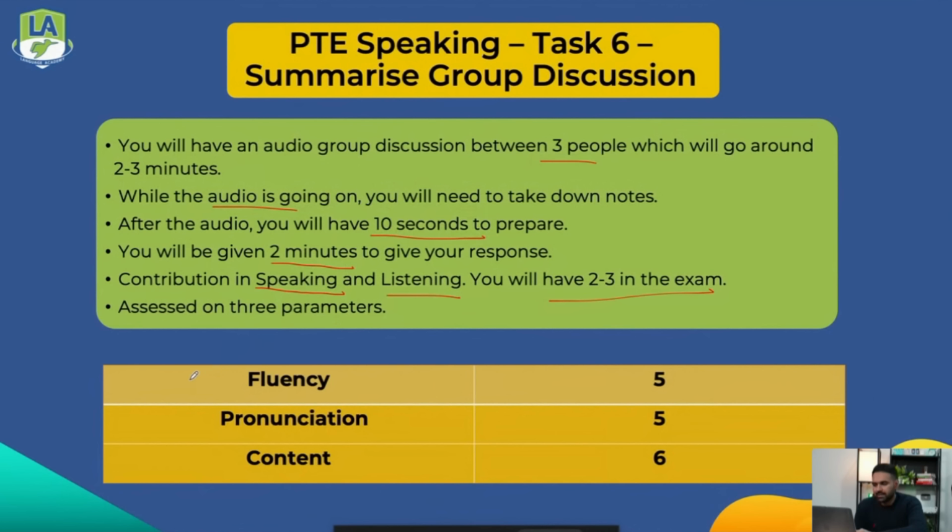This particular task is assessed on three parameters: fluency, pronunciation, and content. You get 5 points for fluency, 5 for pronunciation, and 6 for content. Content here is important. Now, what is fluency?